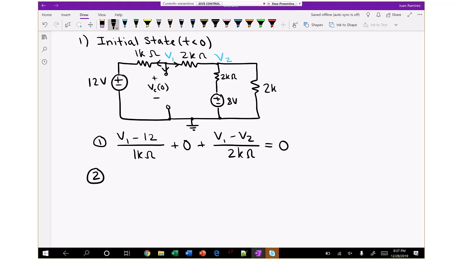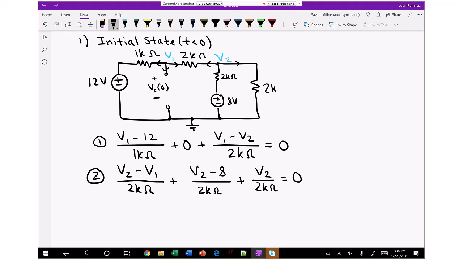Now, KCL at node 2. First current will be V2 minus V1 over 2 k ohm. That's this current from V2 towards V1. Then the current out into the 8 volt source will be V2 minus 8 over 2 k ohm. And finally, the current out to the right through that last 2 k ohm will simply be V2 over 2 k ohm.